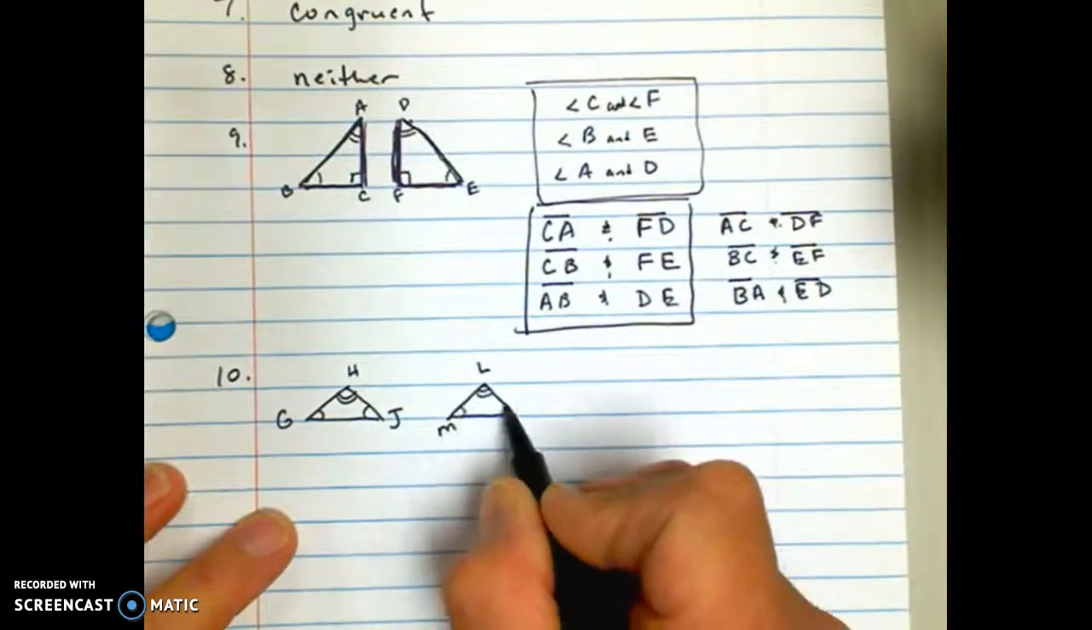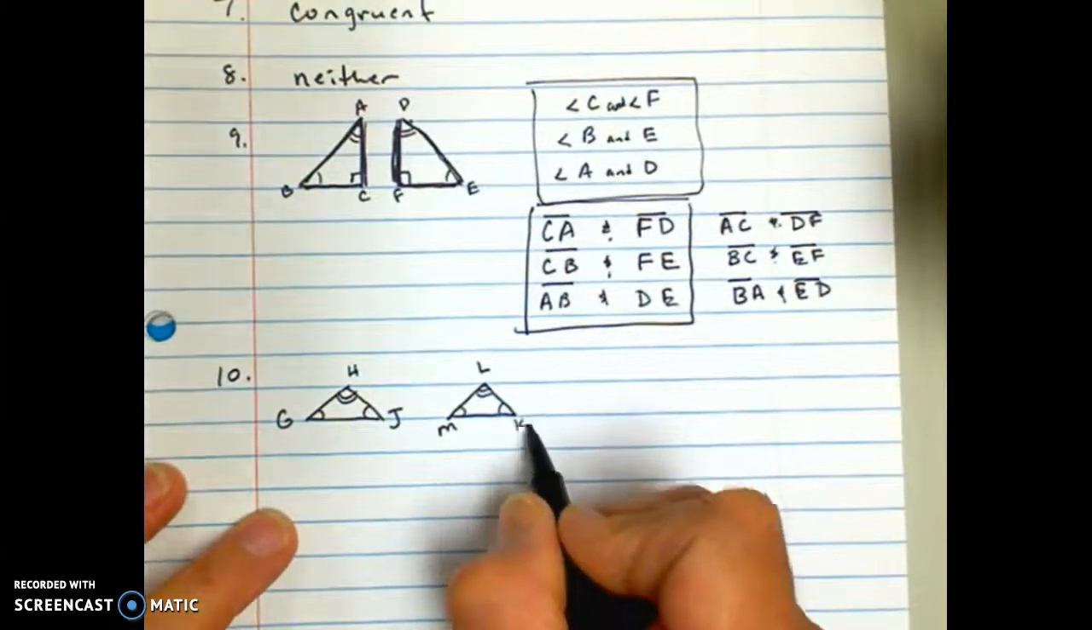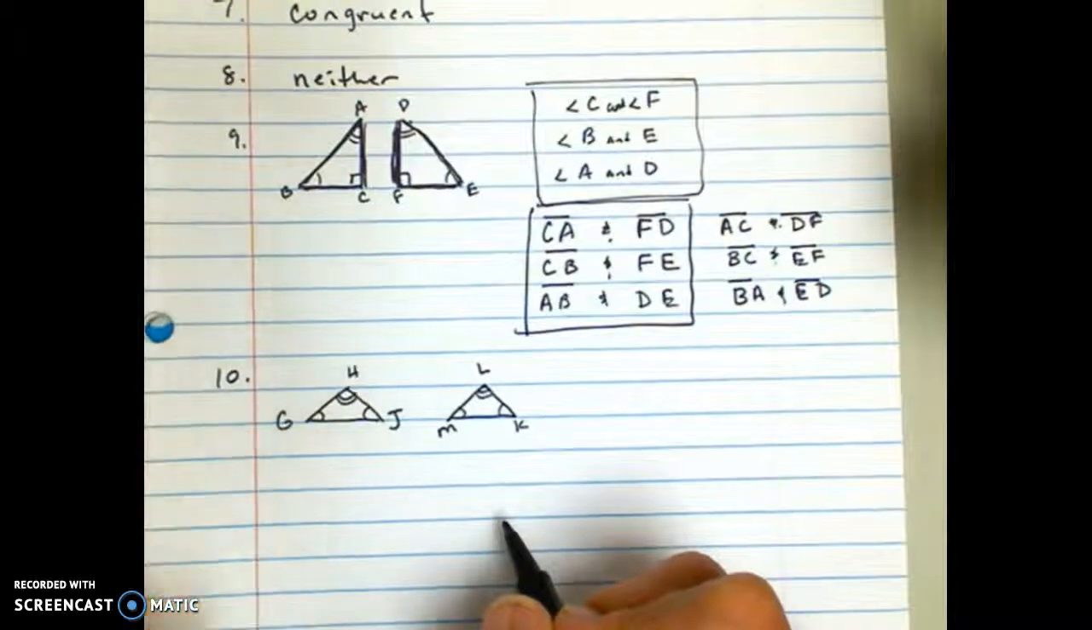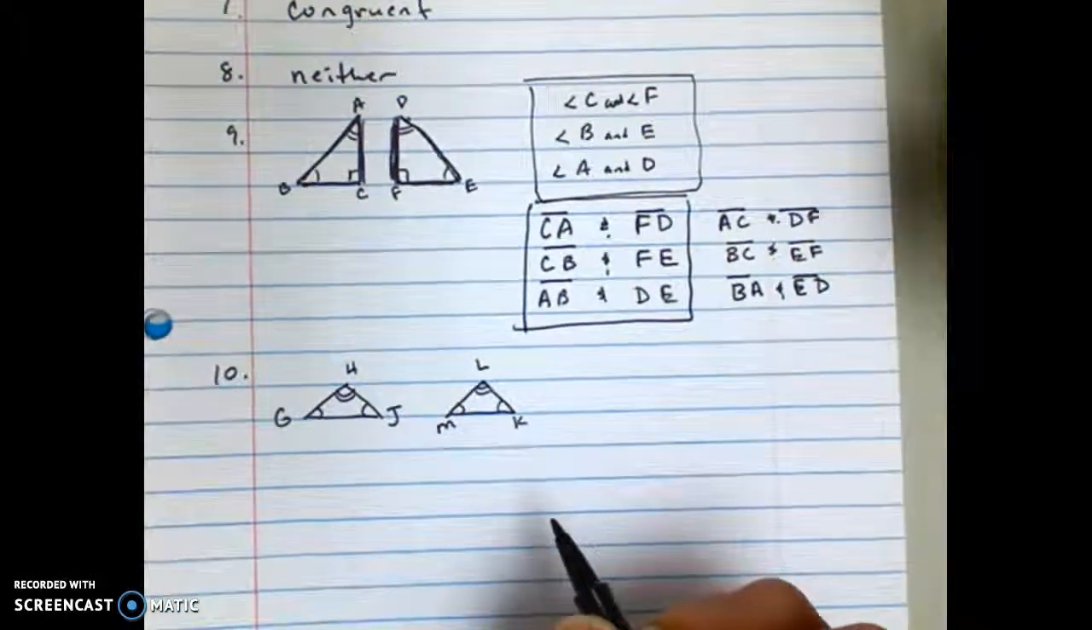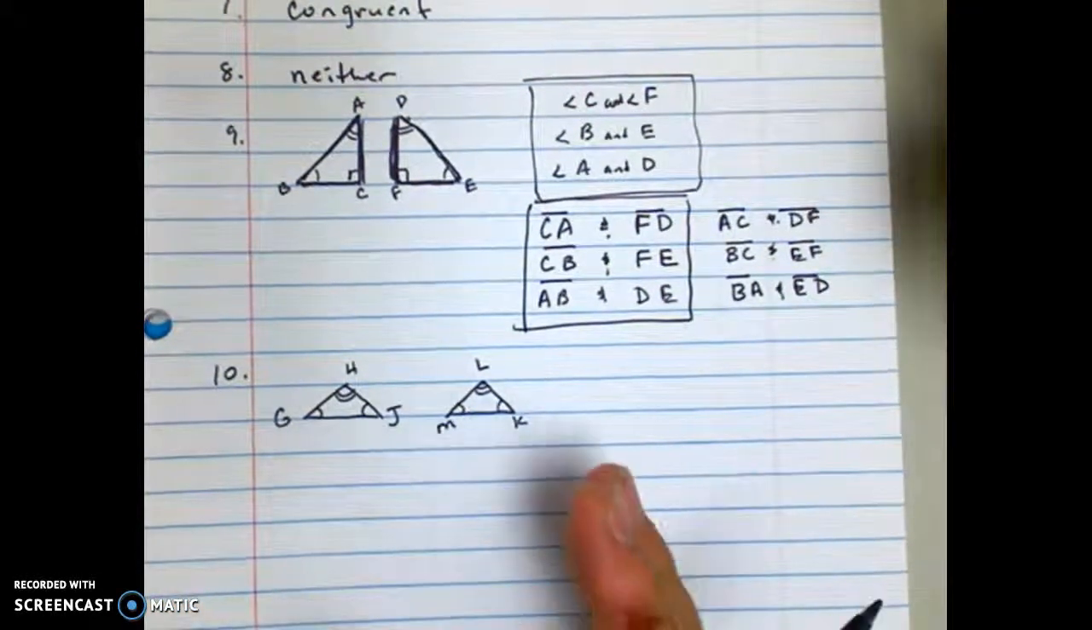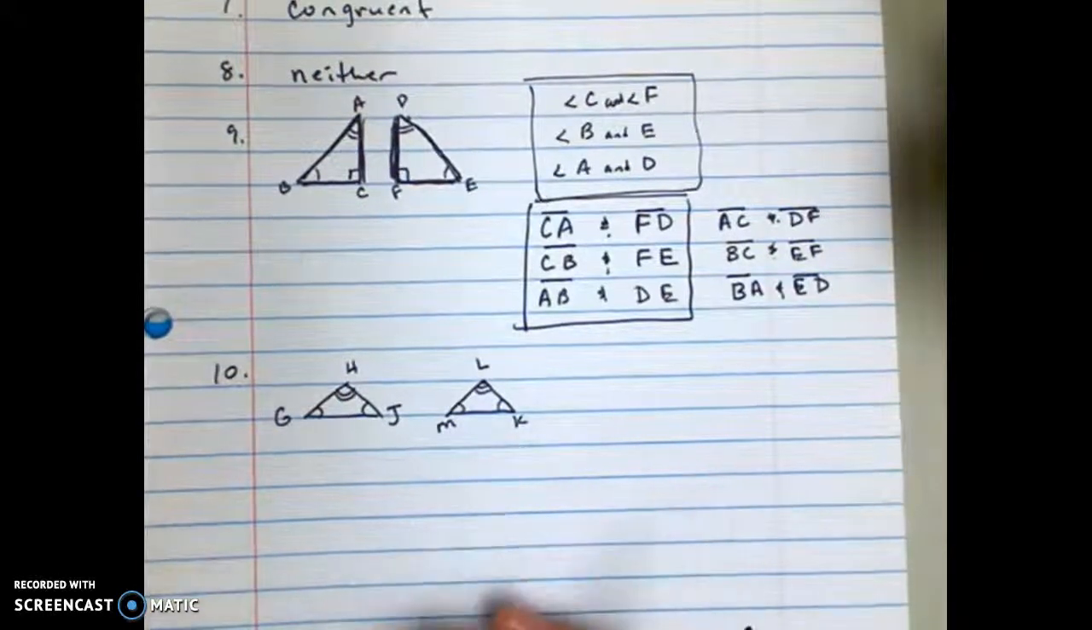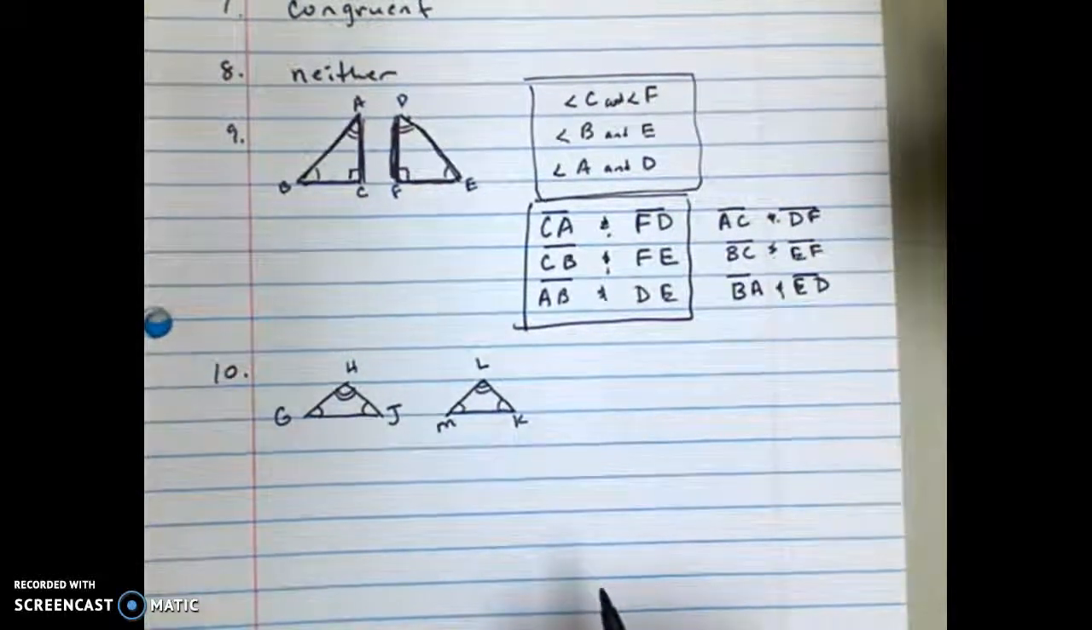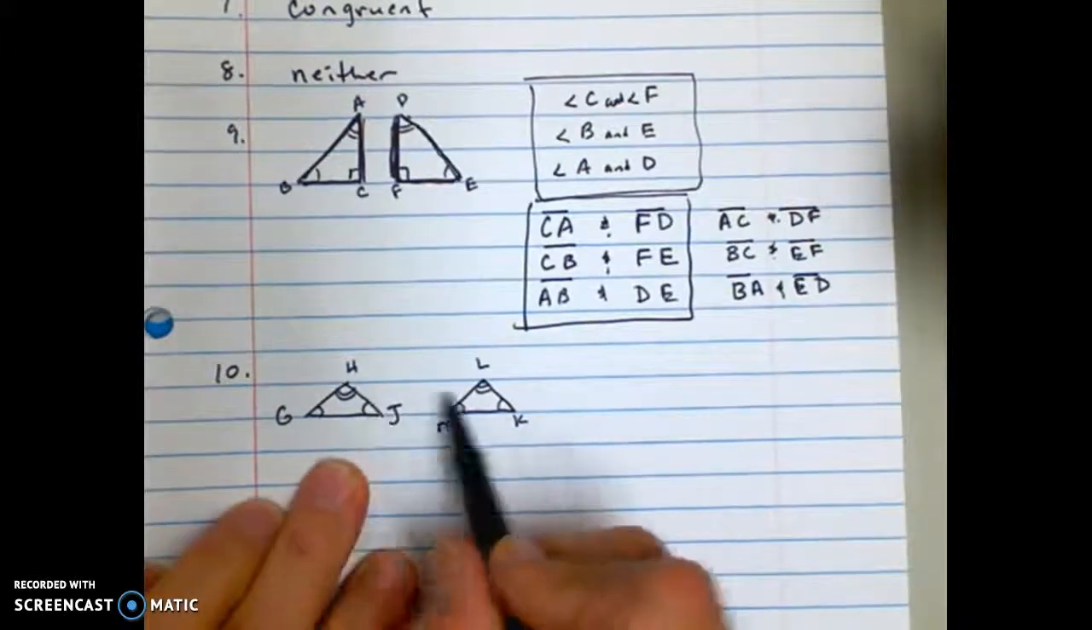It's going to stay on the same side. And angle K is going to be over here. And we're going to do that so that we don't get them mixed up. We want to position them side by side so that we can match them up the best way possible. Then it becomes a lot easier to match them up.